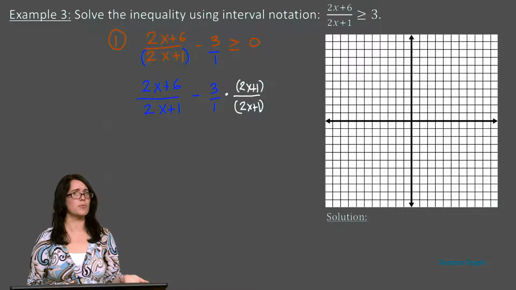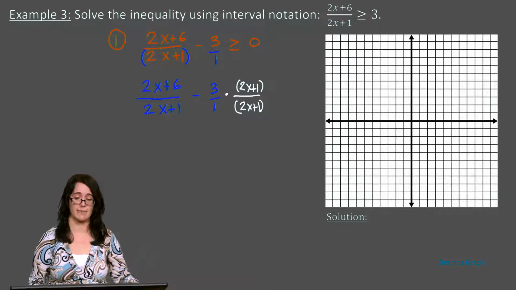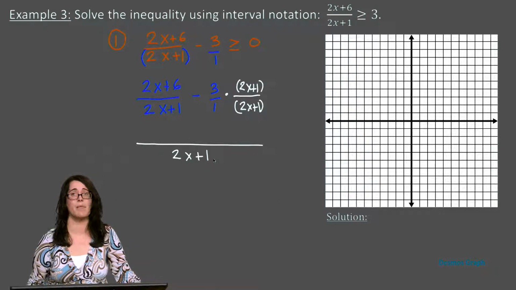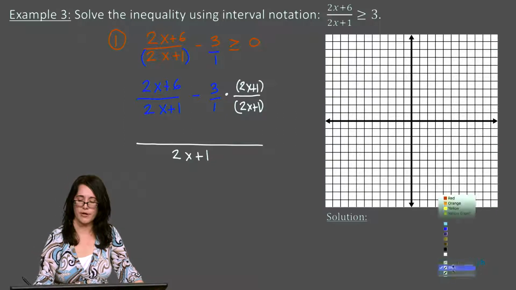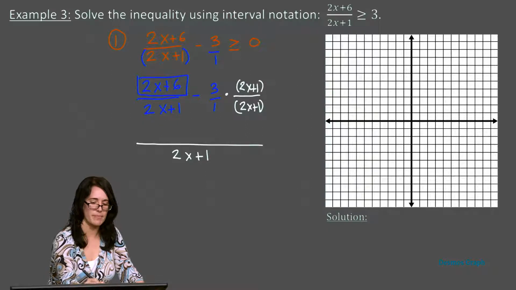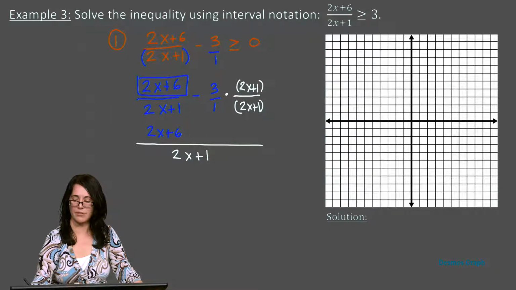And that's what many of you probably started doing. Feel free. I'm just going very slowly for those who need it, okay? So this becomes 2x plus 1 as our least common denominator. And our original numerator for the left term was just 2x plus 6, so I'm copying that. But on the right term, I have to be really careful.